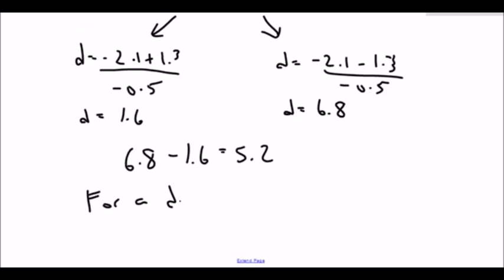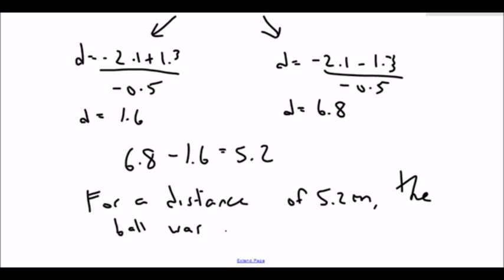And therefore, let me make sure I got the wording, for a distance of 5.2 meters, the ball was more than, this is not an easy tablet to work with when I'm trying to write, but you can make out my chicken scratch because you can hear my voice. For a distance of 5.2 meters, the ball was more than 4.5 meters above the ground.